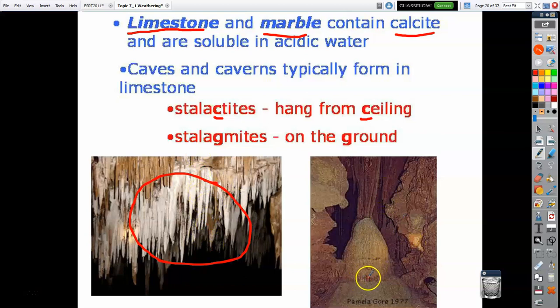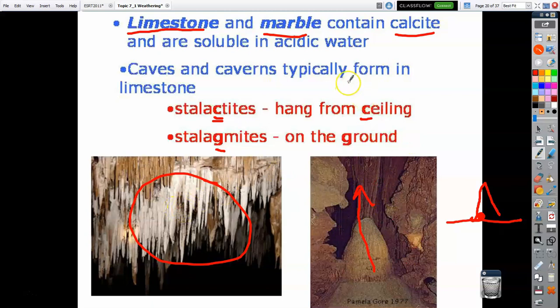And then when the drips start to build up, let's say this is the ground, and you start to put that dissolved limestone and it keeps building like this upward, those are called stalagmites with a G. So stalactites hang from the ceiling and stalagmites grow up from the ground. So on the left are your stalactites, and then these are growing this way off the ground. These are stalactites, and these are stalagmites growing upward.